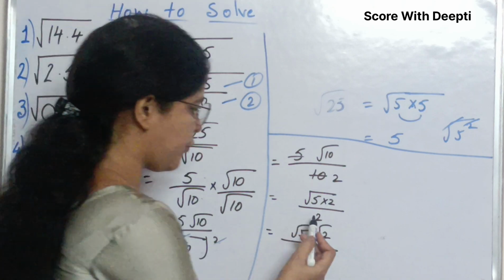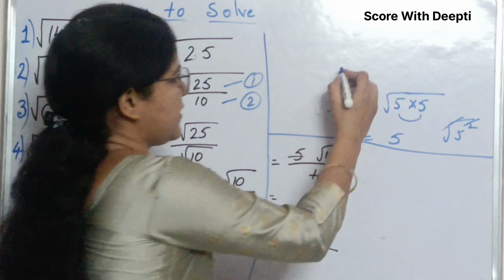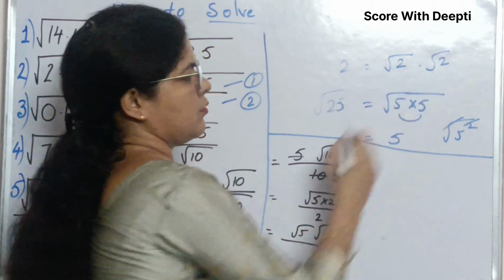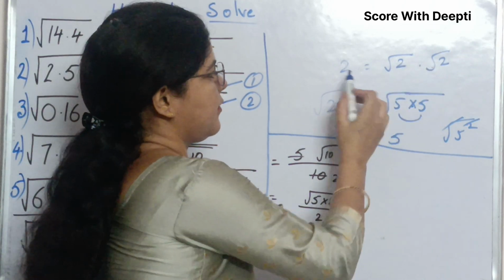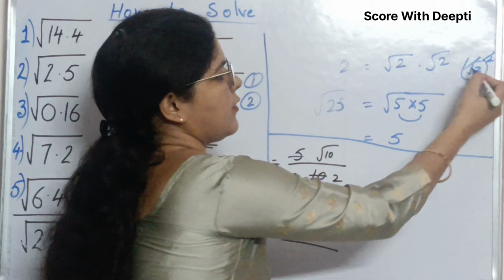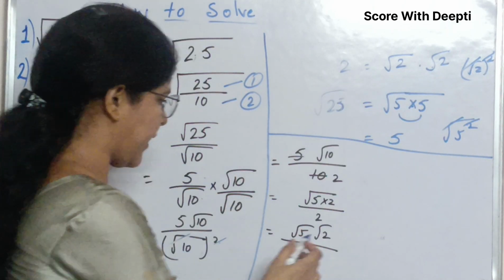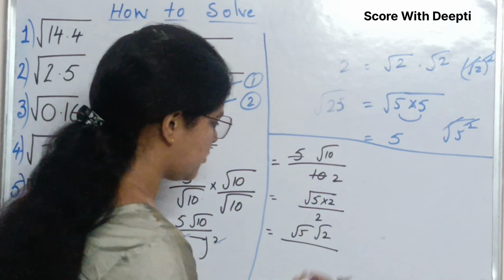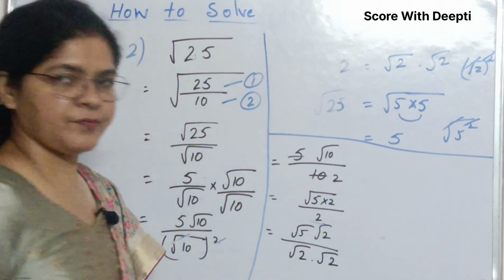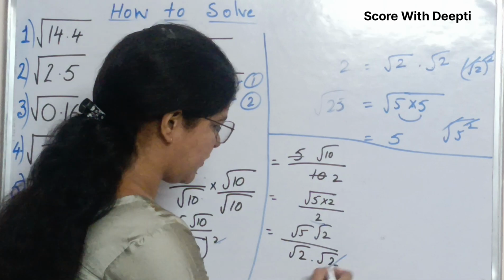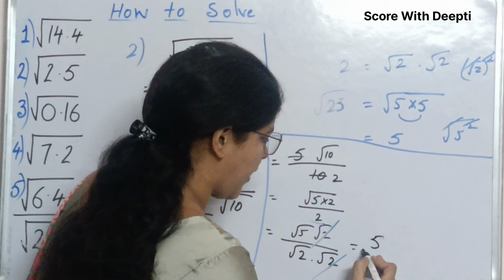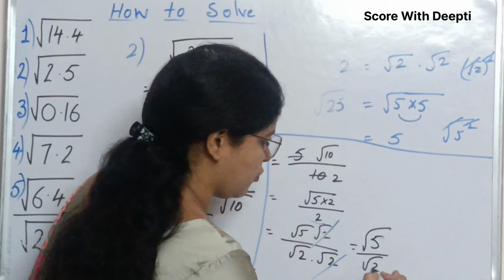And in place of 2 can be written as square root 2 into square root 2. When we solve this, we get only 2, meaning square root 2 comes 2 times, we get 2. So in place of 2, we write square root 2 into square root 2. Next, square root 2 cancels with square root 2 and we get 5 square root 5 over square root 2.